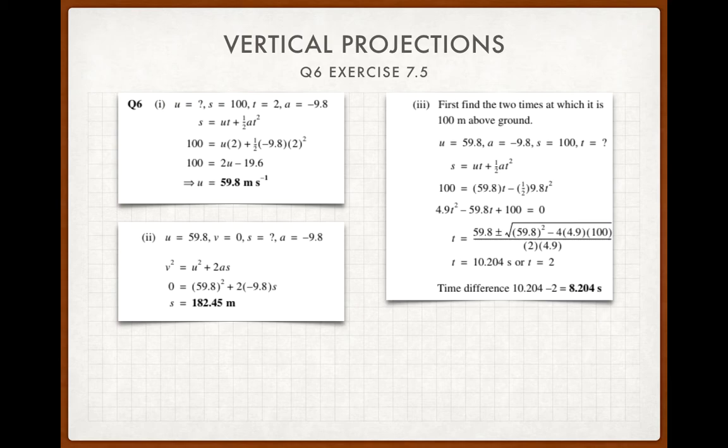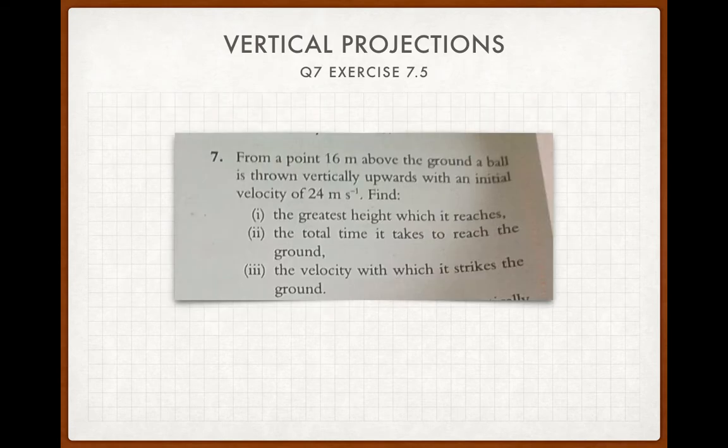And I'm going to calculate the time in that case. So with those values, you'd use s = ut + ½at², plug it in, and you get two values for t by solving the quadratic. That's 10.204, or t equal to 2. And we were given t equal to 2 in the first part. Now we're looking for the time difference, so subtract 2.